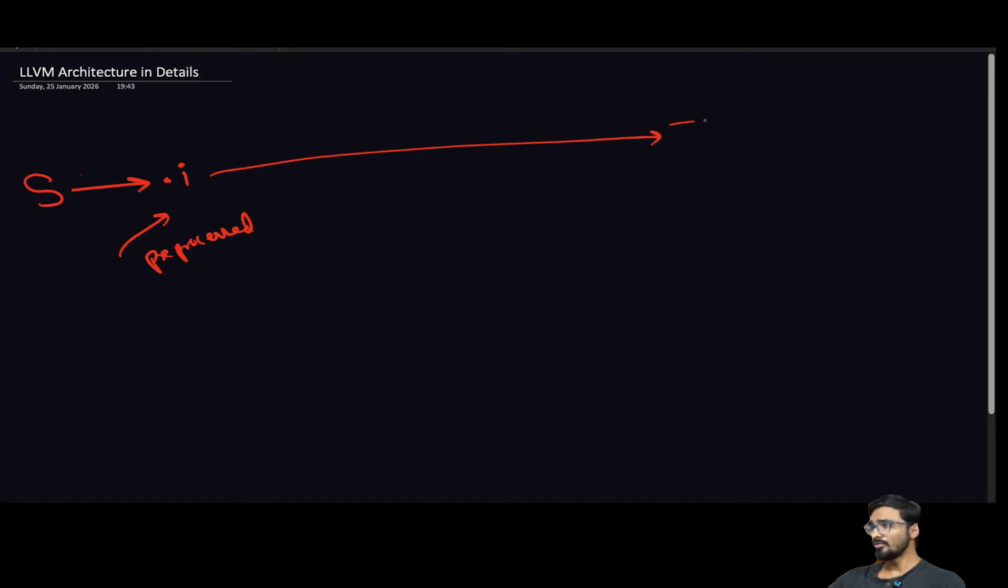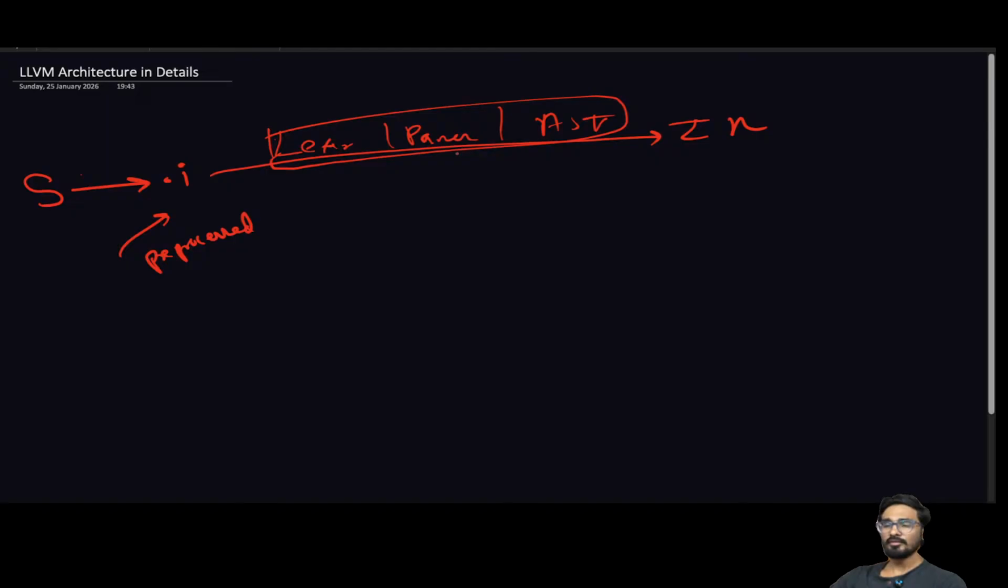One is from source file we get a .i file, that is the pre-processed file. Then that .i file is generated into the LLVM IR, and this generation is happening in 3 steps. What? Lexer, then parser, then AST, then IR generation. This is the flow for the front end.